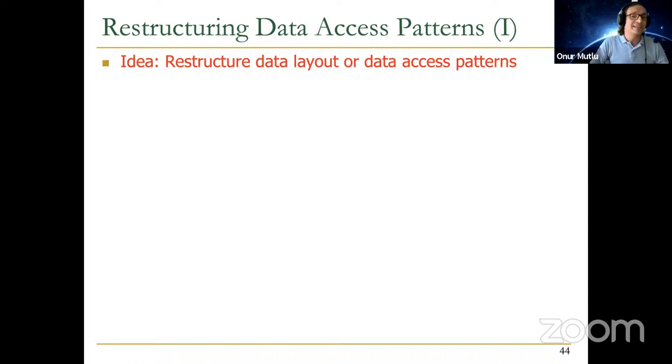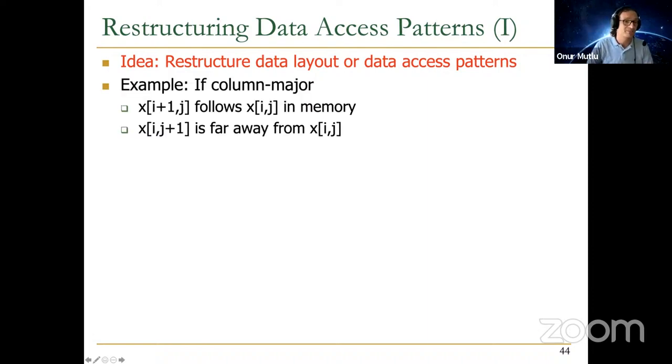And the general idea in restructuring the data access patterns is to restructure the data layout or data access patterns so that you maximize your cache hit rate. And we've already talked about column major versus row major layout of matrices or vectors, for example. If you're doing column major ordering layout of data in a vector, X for example, X[i+1, j] follows X[i, j] in memory, basically.